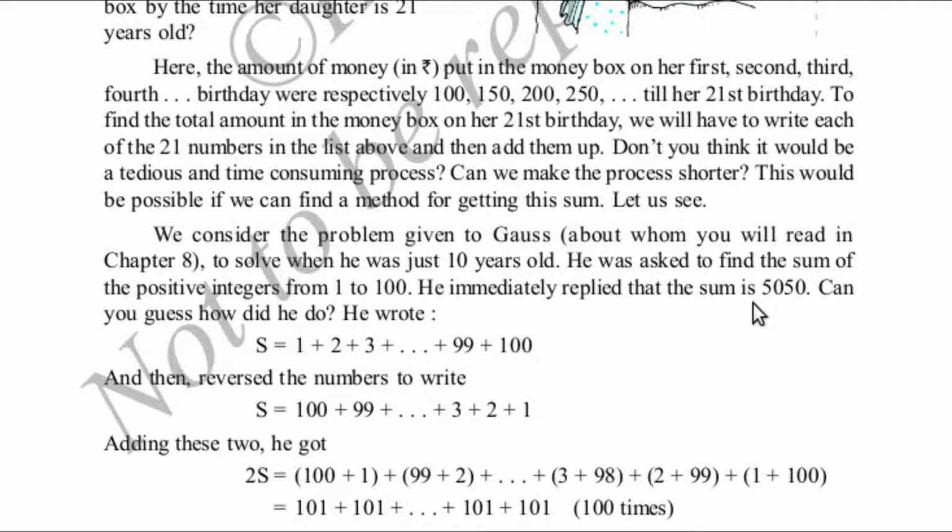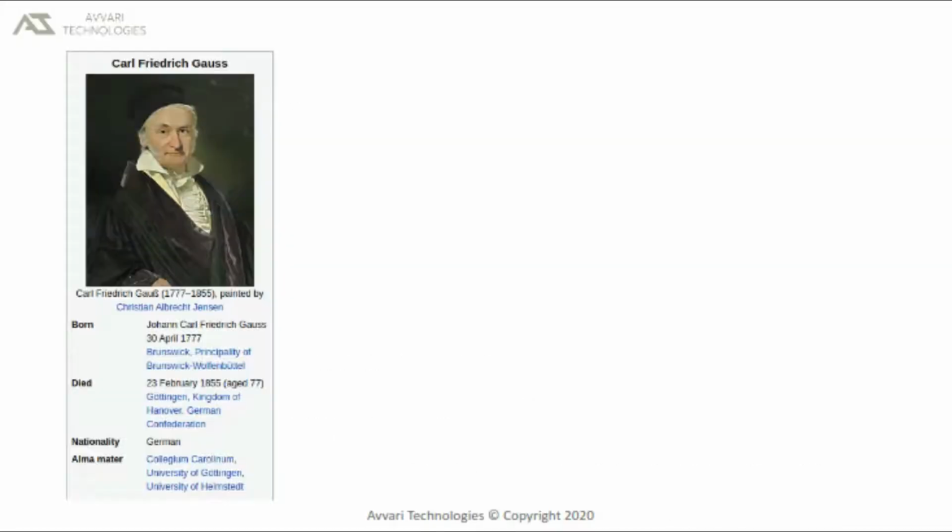Let us see how he actually solved the problem. The idea is very simple and very effective. Carl Friedrich Gauss is a famous mathematician who made beautiful contributions in the fields of science and physics. He is a German mathematician.